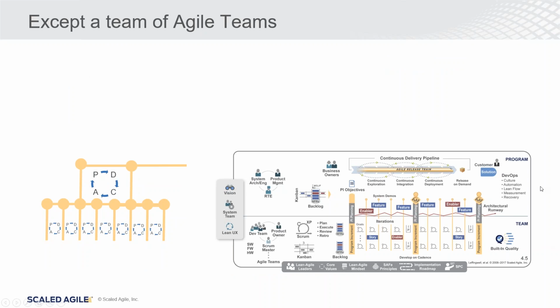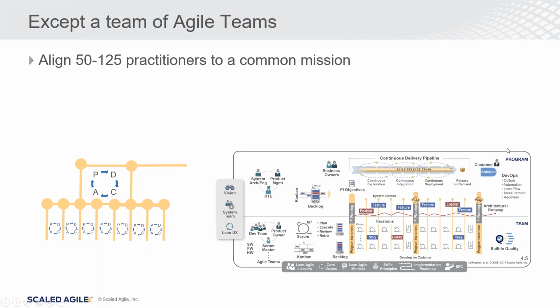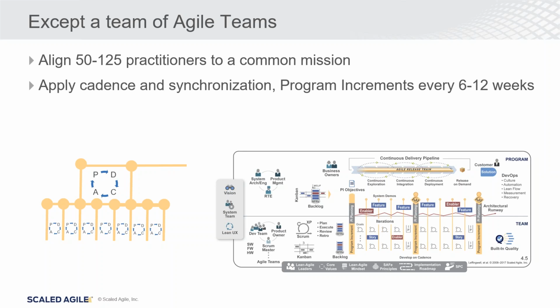And the next slide that we show here is how we integrate these various teams into the overall program. And at this program level, this is where we establish what's called an ART, or Agile Release Train, to govern the overall program. This ART is 50 to 125 folks involved with the overall program. This is where we apply cadence, as well as synchronization.